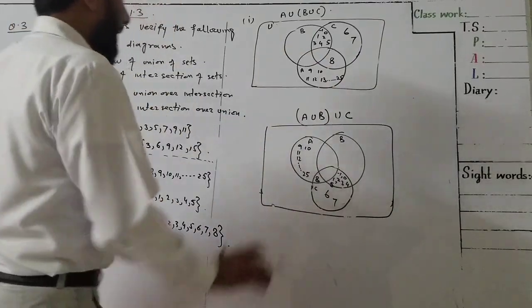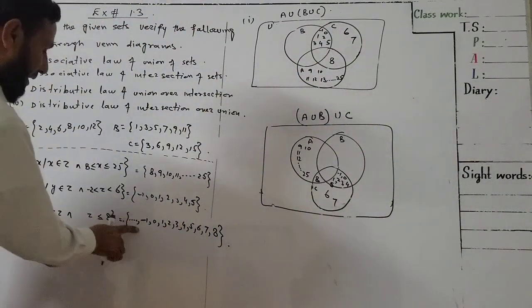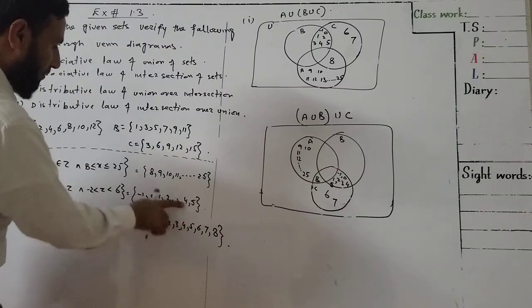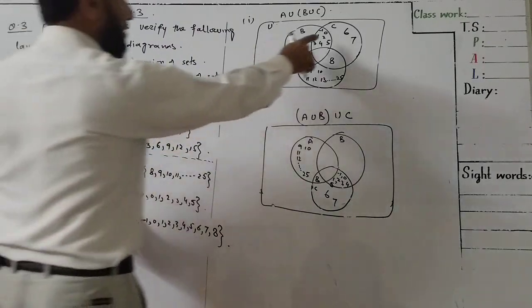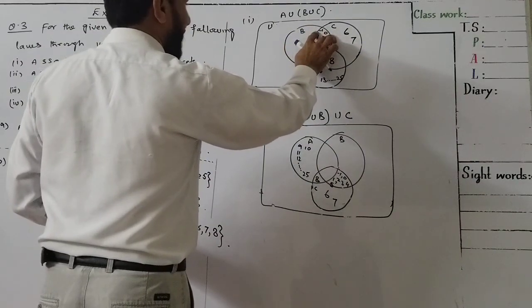So the elements which are common in B and C, minus 1, 0, 1, 2, 3 up to 5, these elements are common in B and C, so that's why these common elements are placed in the common region of B and C.